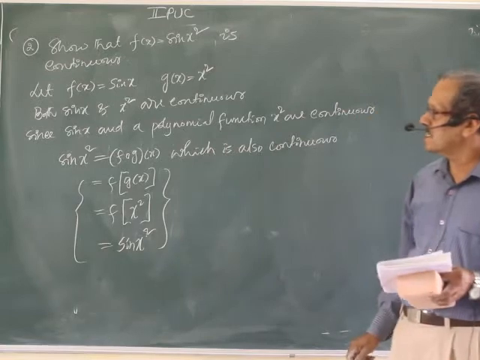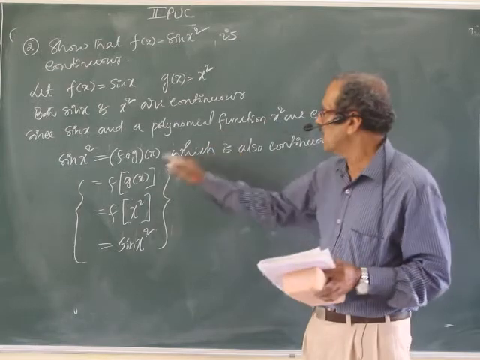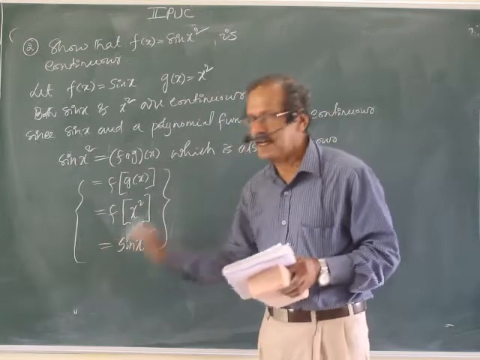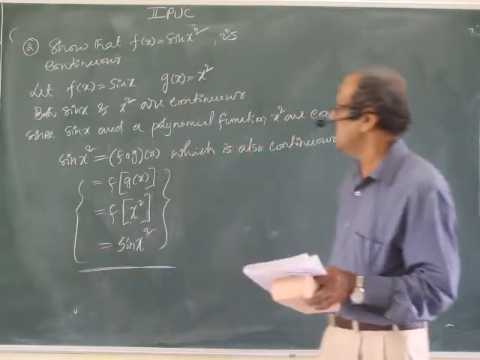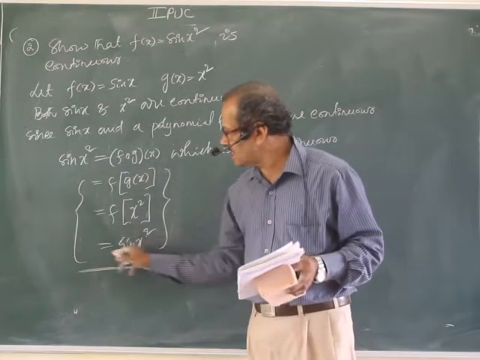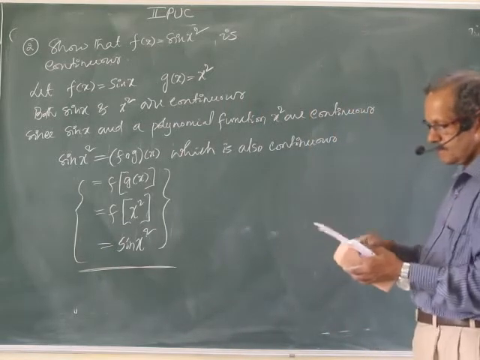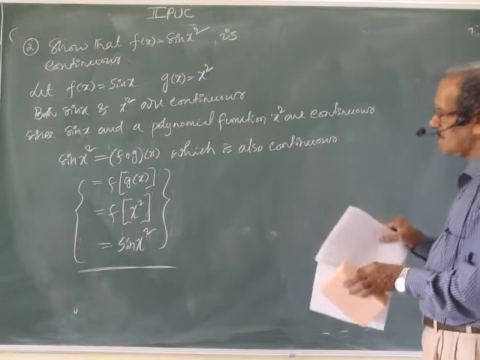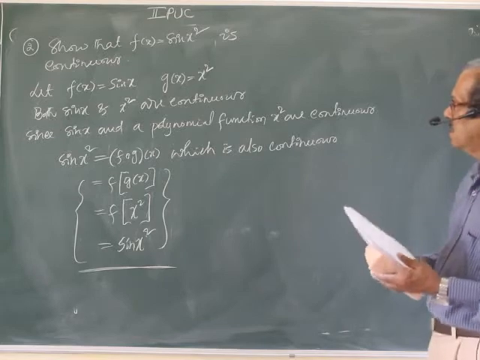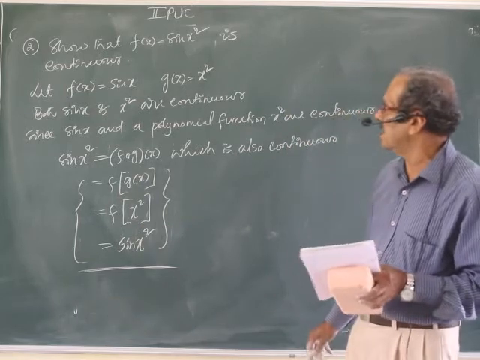Two functions are continuous. Sin x square is a composite function, which is also a continuous function. Why is it so? How can you find f composite g of x? The explanation is given here. f composite g of x is nothing but sin x square. The explanation is given inside the bracket. That's all. Write the solution carefully, the explanation carefully, and all the details inside the bracket also, write as it is.